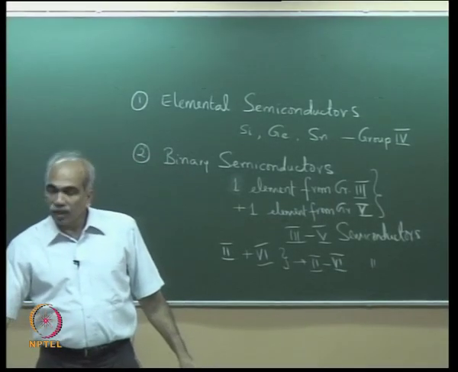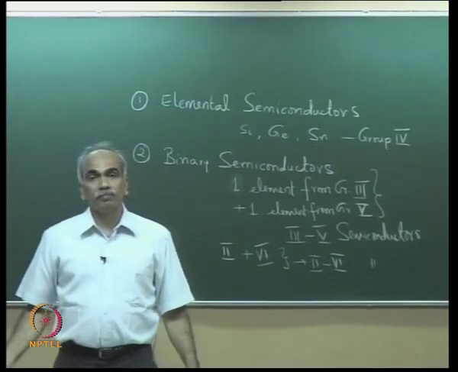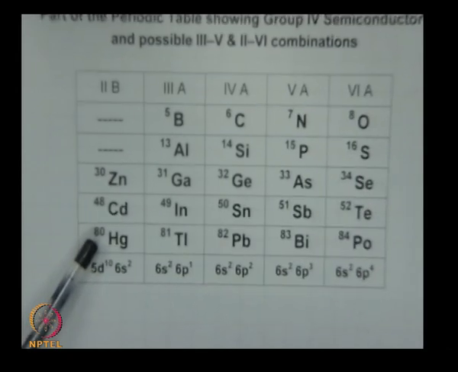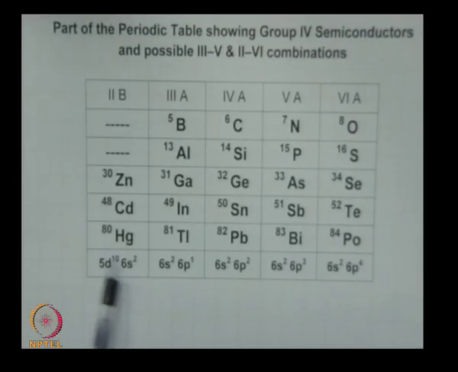What I have shown in the last row of this table is the electronic configuration in the outermost shell of the element. For example, here mercury is there. Mercury's outermost shell has 5d10 and 6s2. It is group 2 because in the outermost shell there are 2 electrons. This is group 3.